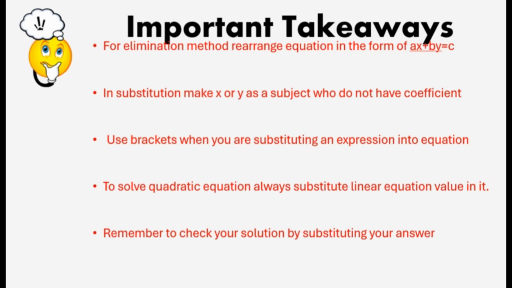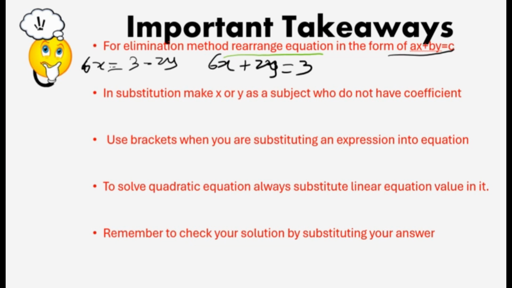Very important section, important things to keep in mind. For the elimination method, always rearrange the equations in the form of ax plus by is equal to c. Suppose your equation is 6x is equal to 3 minus 2y. Because both equations should be in the same form, we have to write 6x plus 2y is equal to 3. So the general form is very important for elimination basically.